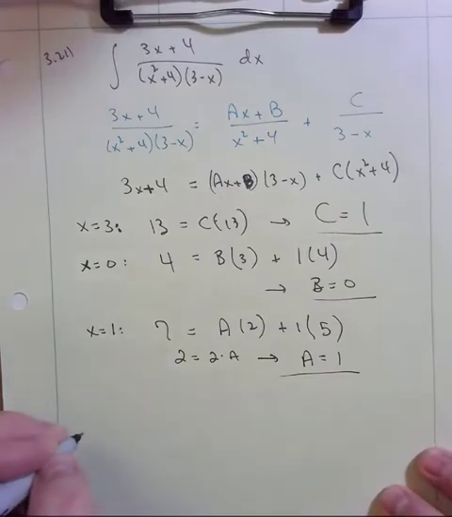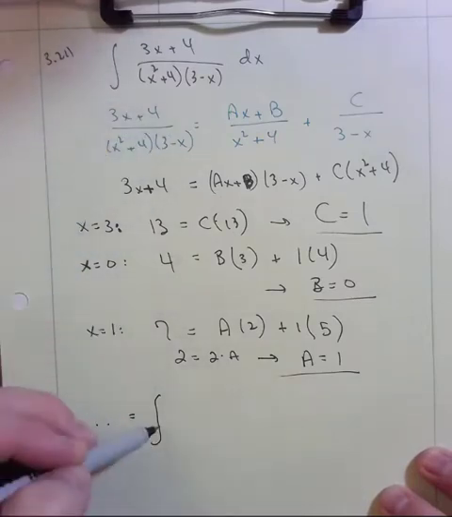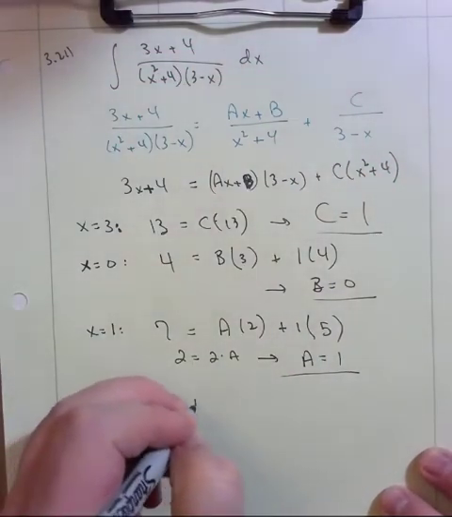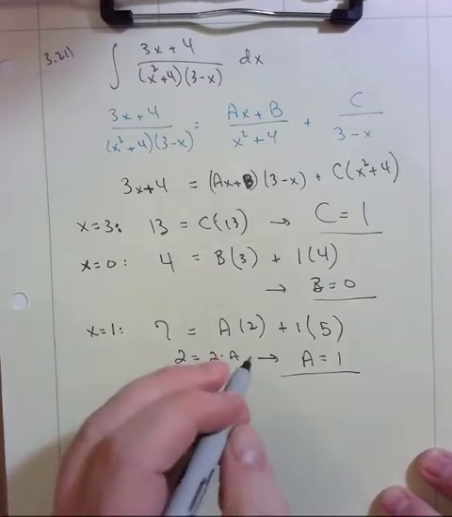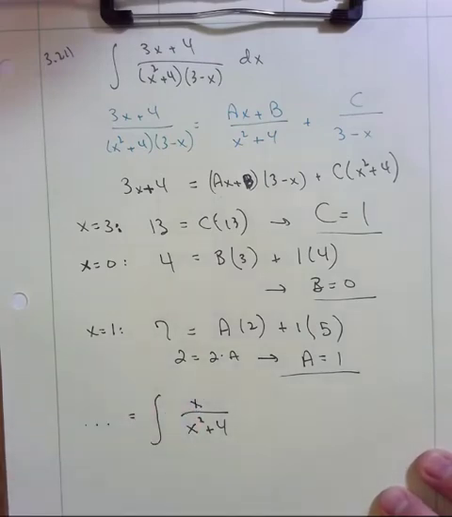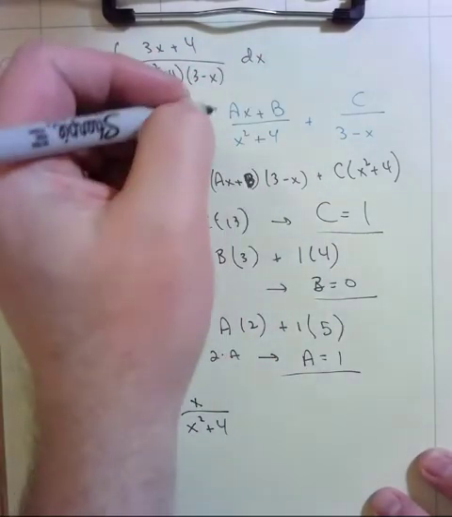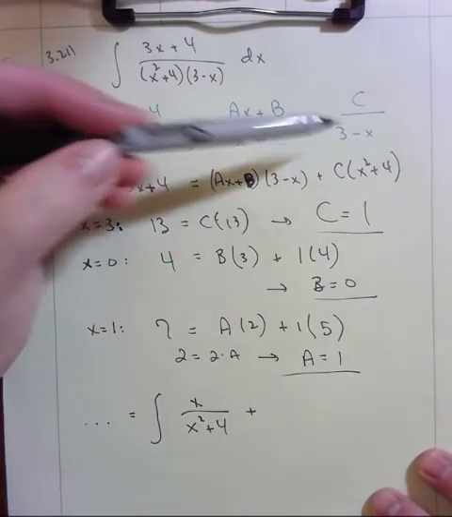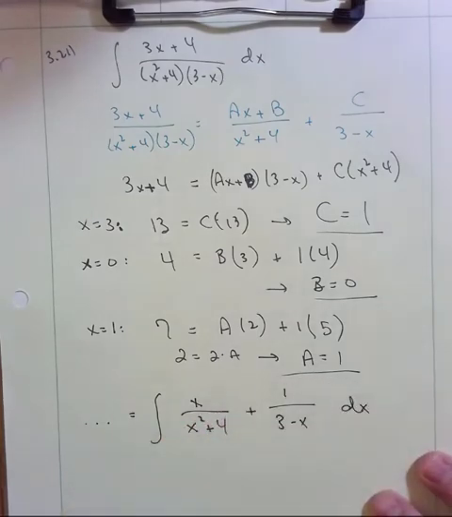And so the original integral, I'm not writing it, but I'm going to say the antiderivative of this is the same thing as the antiderivative of this with the values that we've discovered. We've discovered that a is 1 and b is 0. So that term is x over x squared plus 4, 1 times x plus 0. Sorry, you have a left-handed instructor here. And then for this one, c is 1. And now we've got it here.